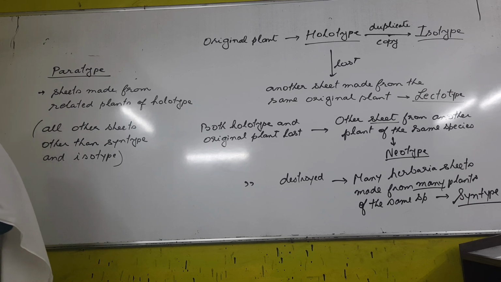Herbarium made from other related plants in the same place is what we call paratype. That is the point here. So this is all about herbarium. After completing this one, we will go to the next taxonomic aid.